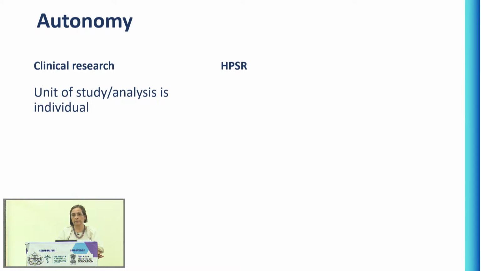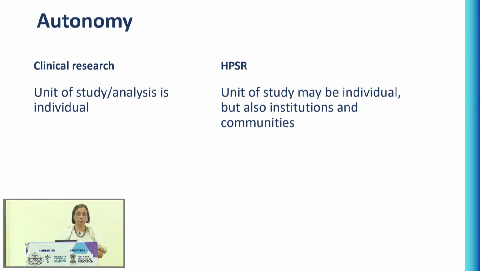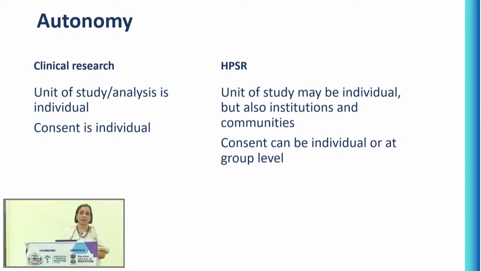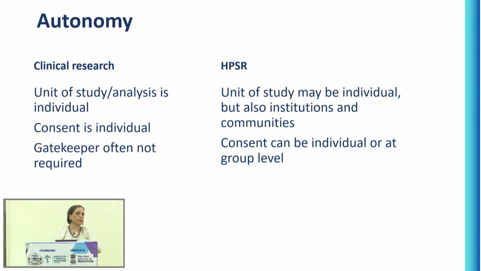So autonomy is about each person's agency to decide whether or not they want to participate in the study. In clinical research, that unit of study or that unit of analysis is an individual. In health policy and systems research, it could be an individual, but it could also be an institution or a community, right? Consent is usually taken at an individual level. Here, we could be taking consent at an individual or a group level, right? Clinical research, we don't really consider gatekeepers.